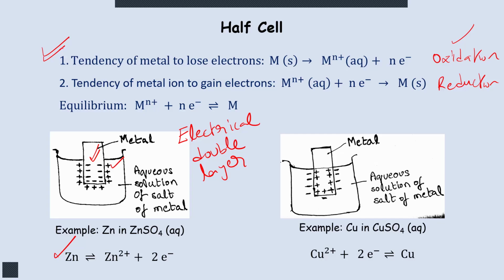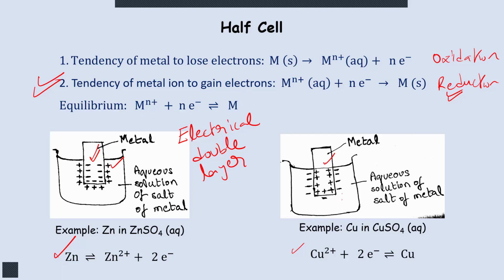In case of metals like copper, more of reduction takes place. The second process happens to a greater extent. So relatively more copper 2 plus ions present in the solution gain electrons at the surface of the metal rod and get deposited as metal atoms on the metal rod.